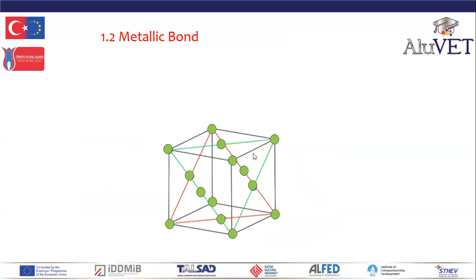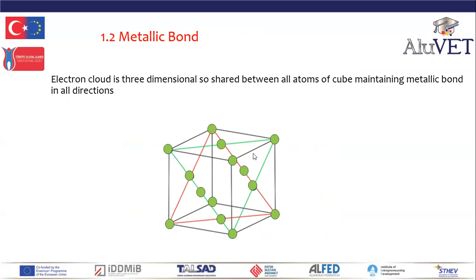Now remember, the reason a cube is formed, it allows the closest packing of the atoms, and the closest packing of the atoms allows the sharing of the electron cloud. So the fast-moving electron cloud is 3-dimensional, and it is shared between all 14 atoms of the cube, maintaining the metallic bond in all directions and across all atoms.